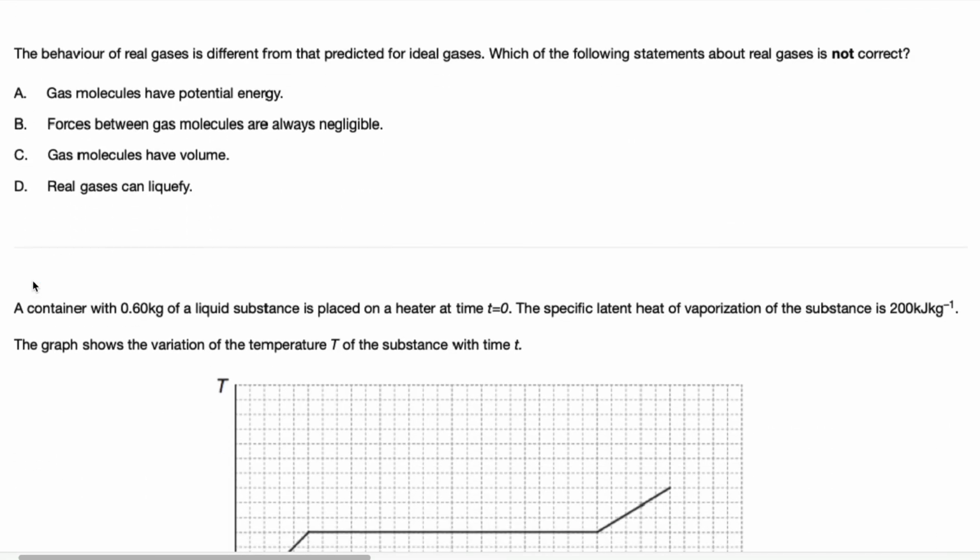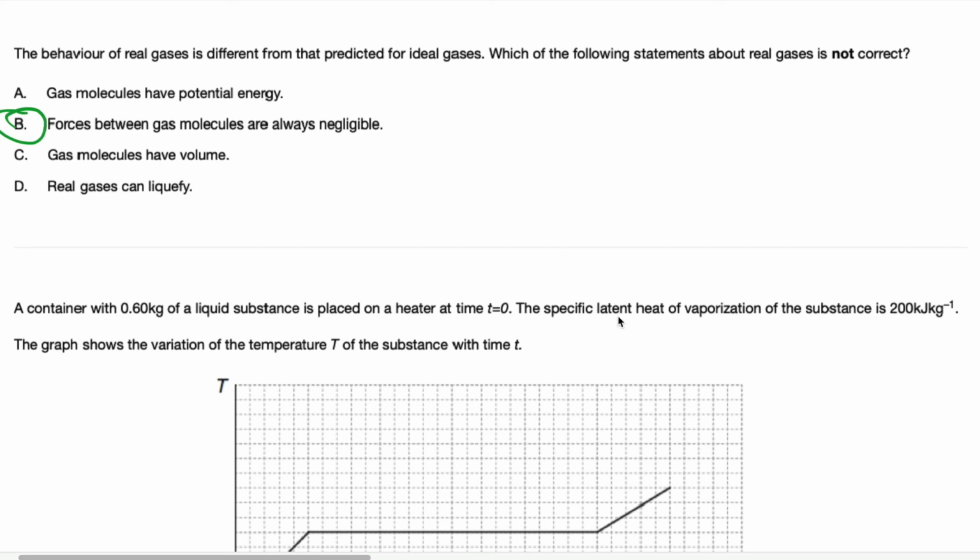The behavior of real gas is different from that predicted for ideal gas. Which of the following about real gas is not correct? Gas molecules have potential energy. Forces between gas molecules are always negligible. Gas molecules have volume. Real gas can liquefy. So B is the correct answer for this problem.